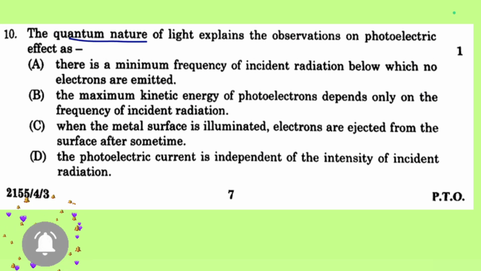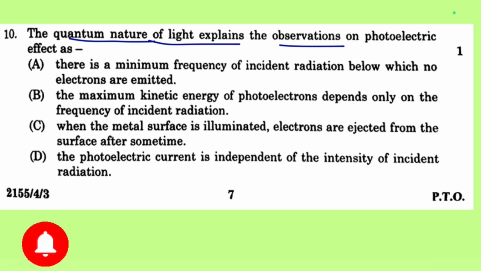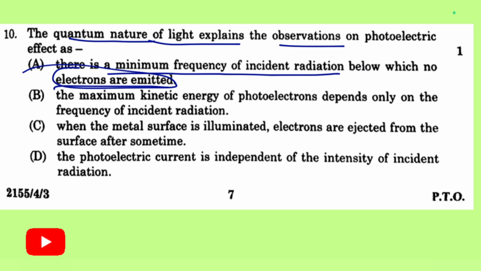What is given here? The quantum nature, that is the nature of light which is made up of small quanta, or we can say photons. So the quantum nature of light explains the observations of the photoelectric effect. Whatever photoelectric effect was performed by Einstein was explained on the basis of the quantum nature of light. So what is the main statement that is very closely related to the photoelectric effect? There is a minimum frequency of incident radiation below which no electrons are emitted. That is the threshold frequency that we know. So in the first attempt itself our answer should be this.